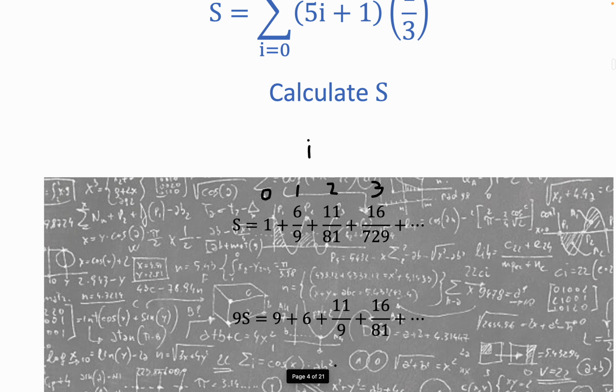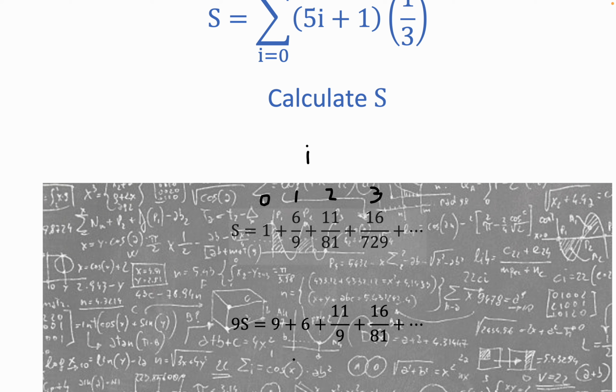Now the idea here, and I hadn't seen it before, I saw this on an SMO preparation resource, is that if you multiply this by 9, notice how you get a constant here, 9 plus 6, and you get 11 over 9, and then you get 16 over 81. And you're going, well, why did you do that? Because this is still not a geometric series the way it's written, right? 1/9 times this certainly isn't that.